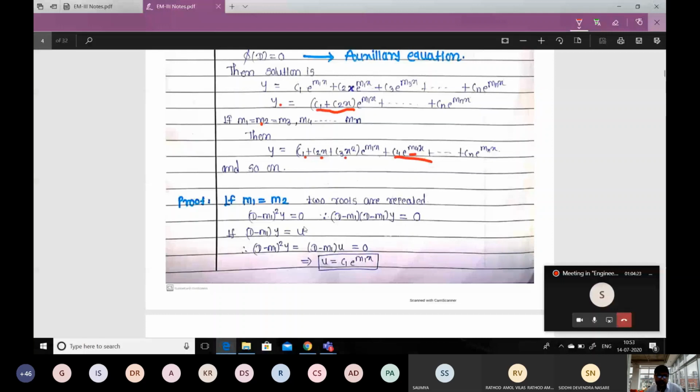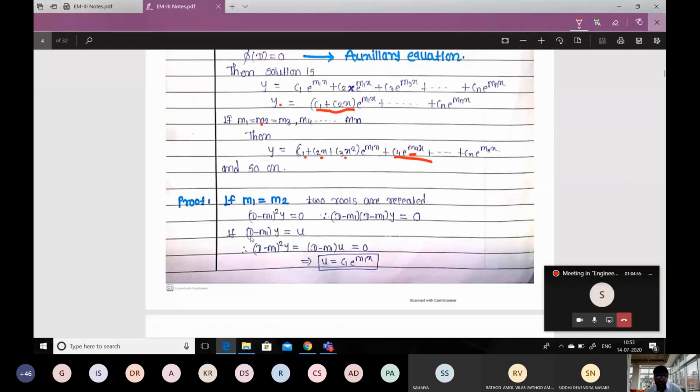Let me consider (D minus m1) times y equal to u, say another function, because there is a possibility that either this (D minus m1) times y can be equal to 0, or this whole term can be equal to 0. I'm considering this first factor (D minus m1) times y and letting it be u. Now apply the operator D minus m1 on both sides. I'm just multiplying both sides by D minus m1.